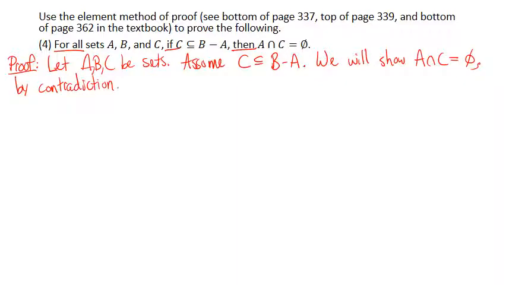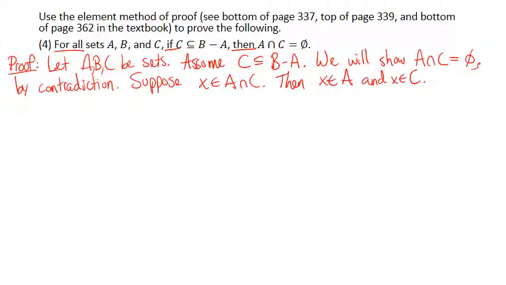So for our contradiction, we're going to suppose the opposite of what we want to show. We suppose that the intersection is not empty, which would mean there is some element in the intersection, and we'll show this leads to a contradiction. So suppose X is an element of A intersect C. What do we know about X from this statement? It's in an intersection, so that means it's in both of those sets. So it's in A and it's in C.